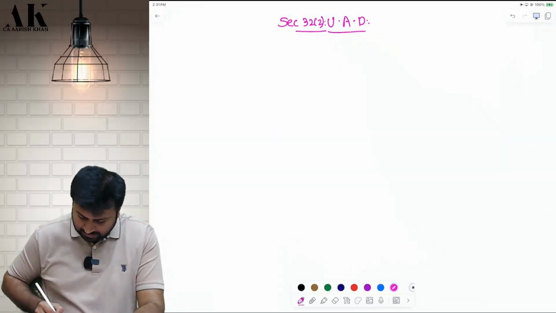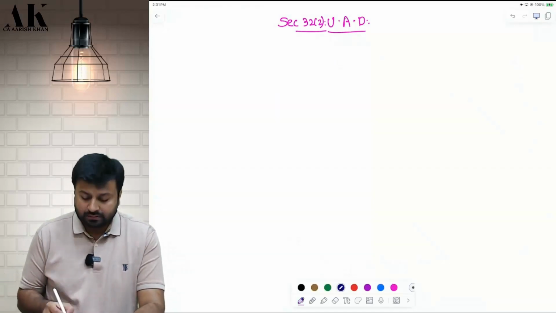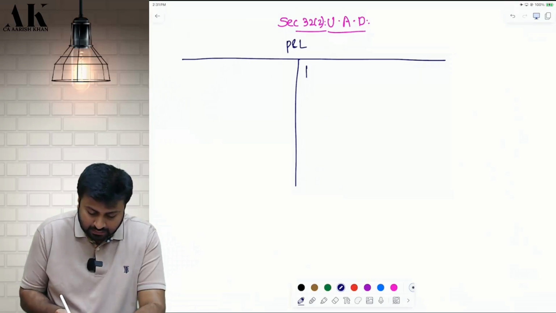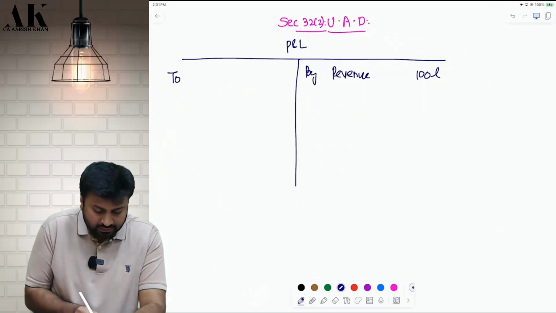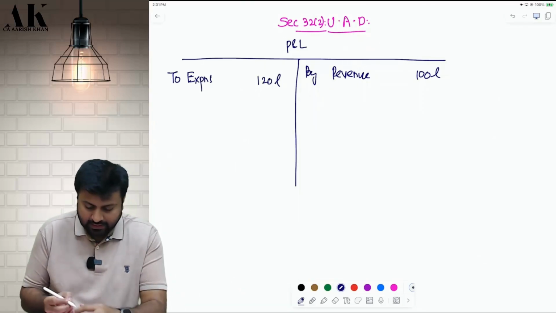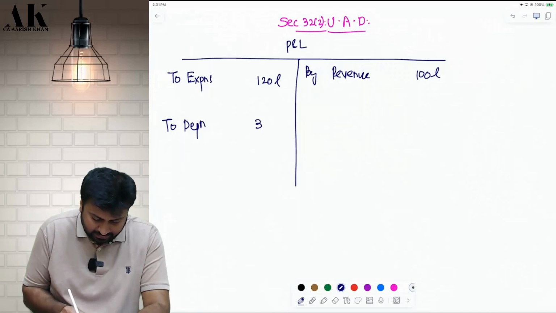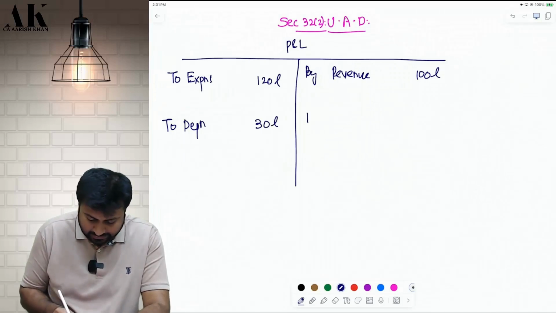First of all, what is unabsorbed depreciation? This is your P&L account. This is your revenue, say 100 lakhs. This is your expenses, say 120 lakhs. And this is your depreciation on asset, say 30 lakhs. So clearly you can see that there is a loss of what? 50 lakhs over here. Correct?